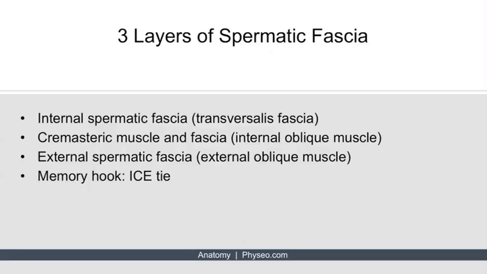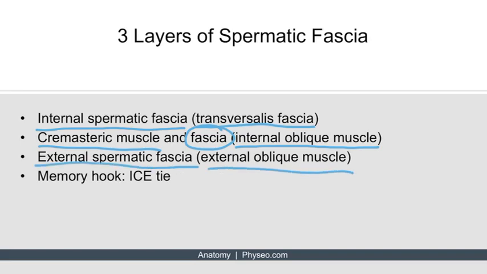And to make all of that clear, let's look at this slide. The internal spermatic fascia came from the transversalis fascia. The cremasteric muscle and its fascia came from the internal oblique muscle. We didn't really draw the fascia in that image, but if you know that the cremasteric muscle comes from the internal oblique muscle, you're golden. And the external spermatic fascia comes from the external oblique muscle. It's important to pair these up, internal spermatic fascia with the transversalis fascia, and so on.